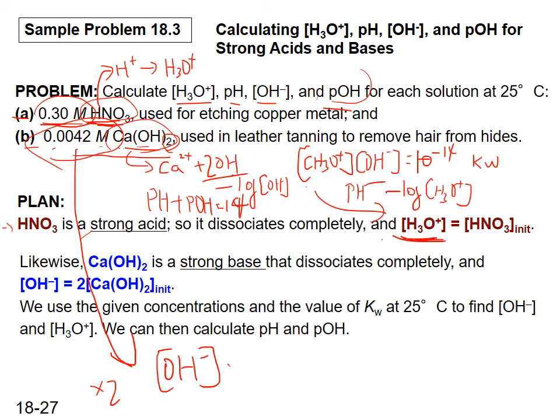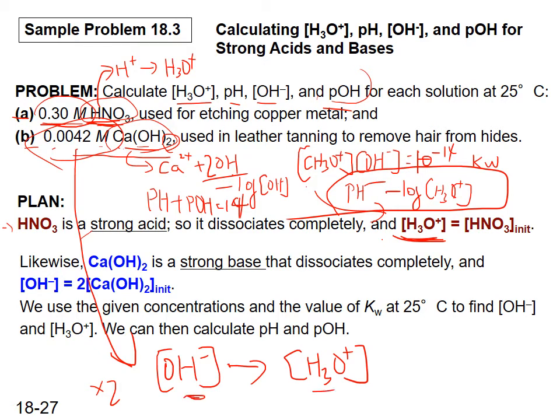And with hydroxide, how do you calculate the pH? You must get hydrogen ion, because pH is defined as negative log hydrogen ion, not hydroxide. So you must calculate hydrogen ion. How do you do that? Okay, you can use this equation: hydrogen ion times hydroxide equals 10 to the minus 14. When you get hydrogen ion, then you get pH, and then you get pOH.